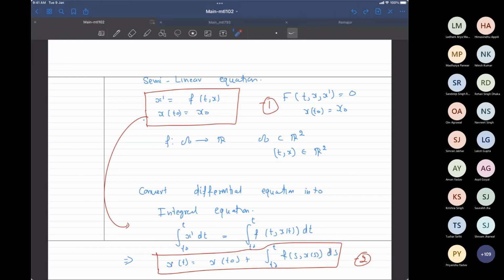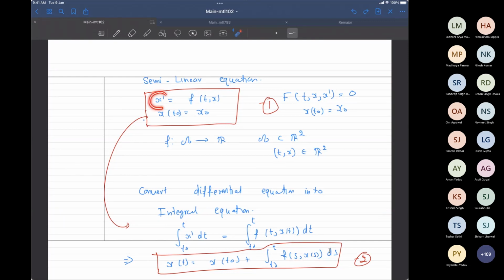But what is the mathematical difference between them? The second equation needs f to be only integrable. If f happens to be an integrable function, so that this whole thing is an integrable function, then this integration is well defined, and then this is well defined. So ideally you just need this to be integrable.